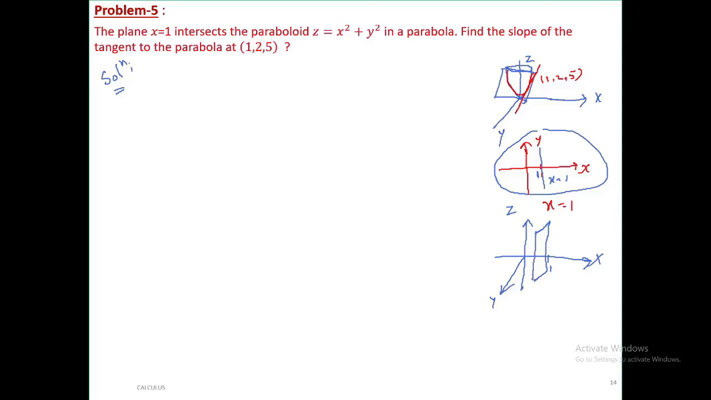So this plane is passing through one and it is parallel to this yz plane. So here, what is the yz plane? This entire thing is the yz plane. And this plane is exactly parallel to this yz plane.